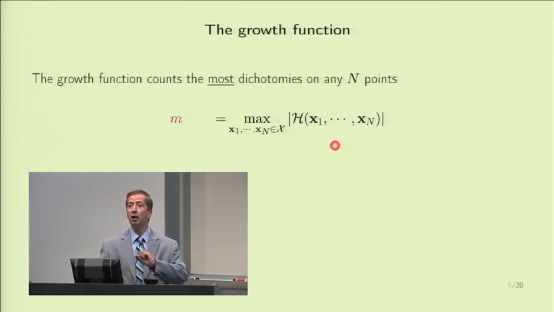That will give you the most expressive facet of the hypothesis set on n points, that number. If I tell you 10 and you come back with the number 500, it means that with your choice of the x1 up to xn, you managed to generate 500 different dichotomies according to the hypothesis set that I gave you.